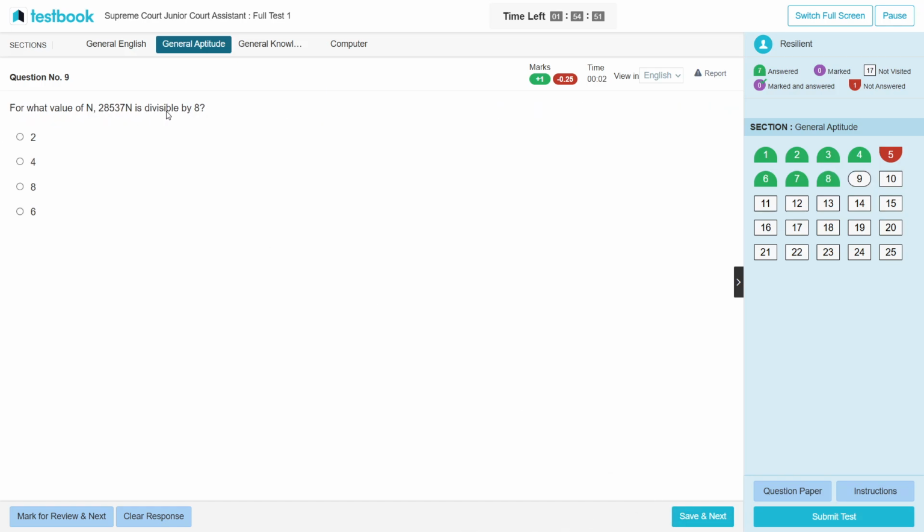And what value of this is divided by 8? 37336, 360, 376.